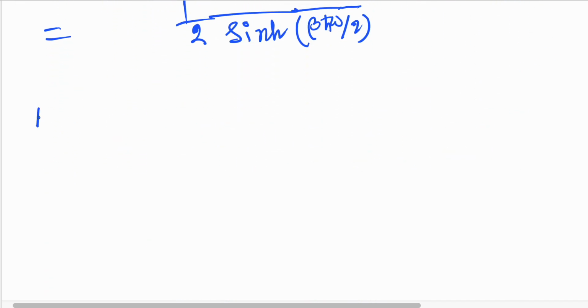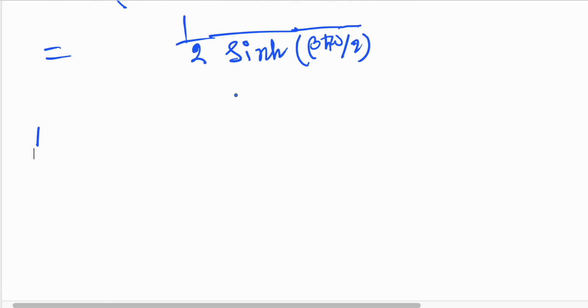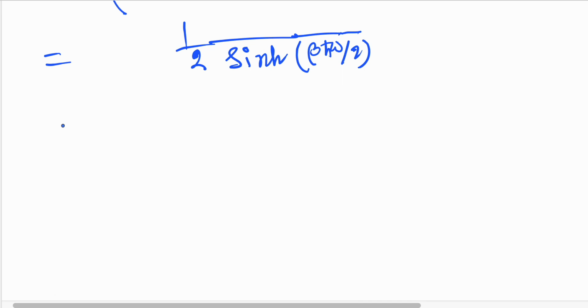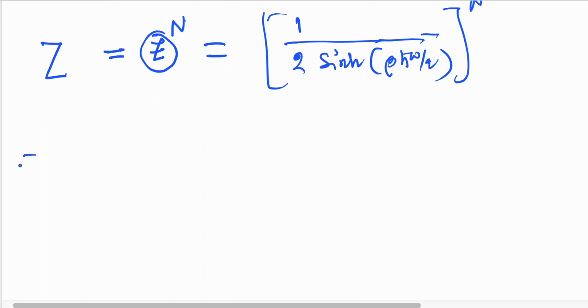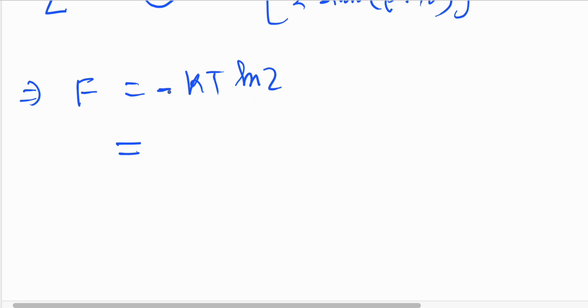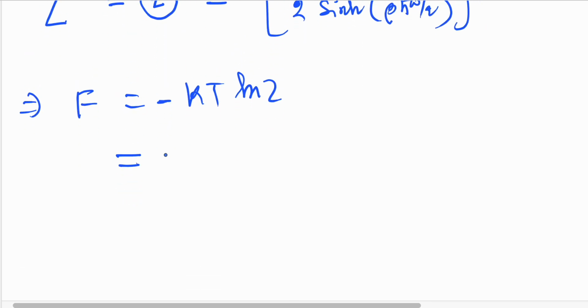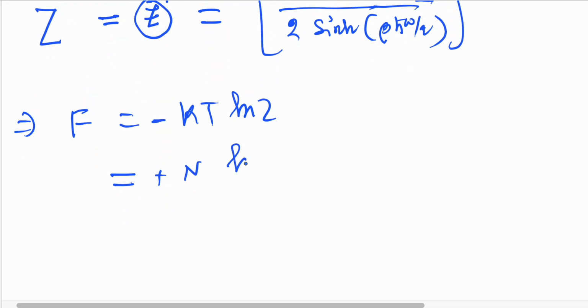Now, this is the partition function for a single particle. The partition function for N particles, similar to the previous one, if Z is the single-particle partition function, is Z to the power N, that means (1/(2 sinh(βħω/2)))^N. So the free energy will be minus kT ln Z, which is minus kT ln Z, so plus N kT ln(2 sinh(βħω/2)).